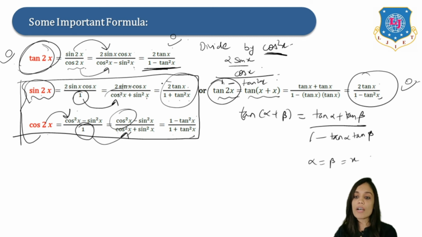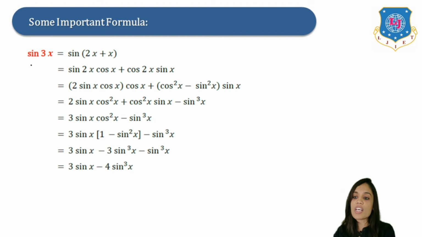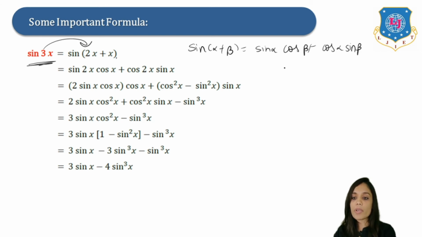Fine. So now let us go to the formula of sin 3x. So this can be written as sin of 2x plus x. Use the formula of sin alpha plus beta, that is sin alpha cos beta plus cos alpha sin beta. In place of alpha put 2x, in place of beta put x. So you will get sin 2x cos x plus cos 2x sin x. Now put the formula of sin 2x, that is 2 sin x cos x, and the formula of cos 2x, that is cos square x minus sin square x.